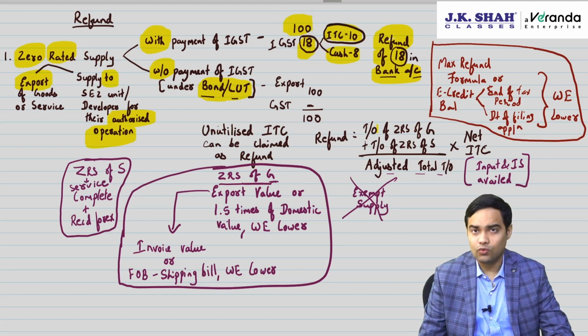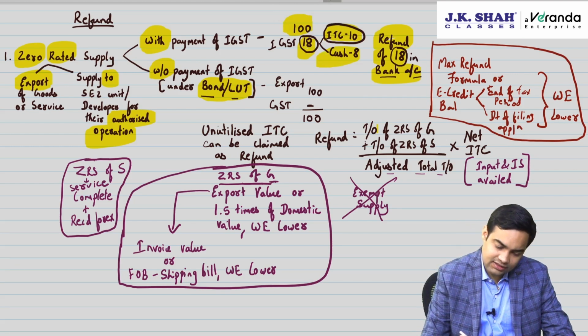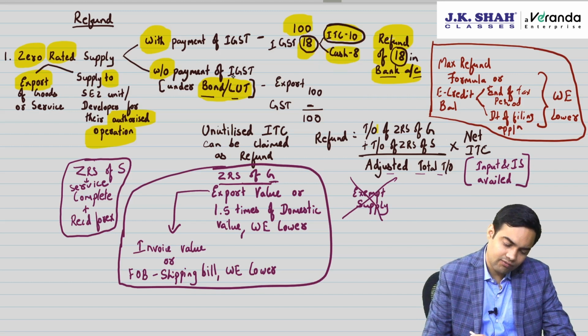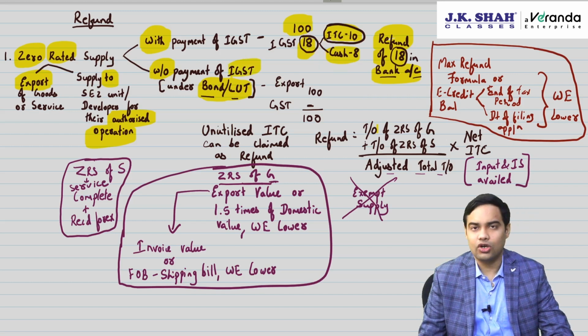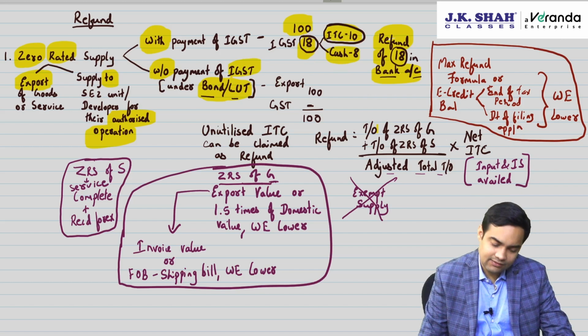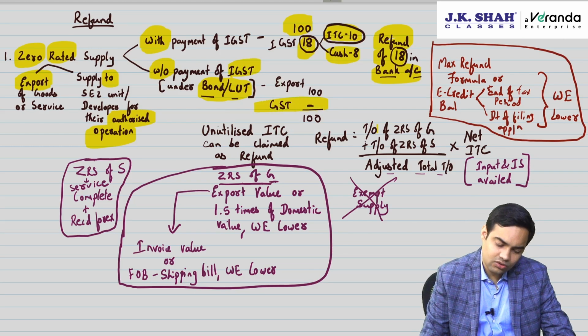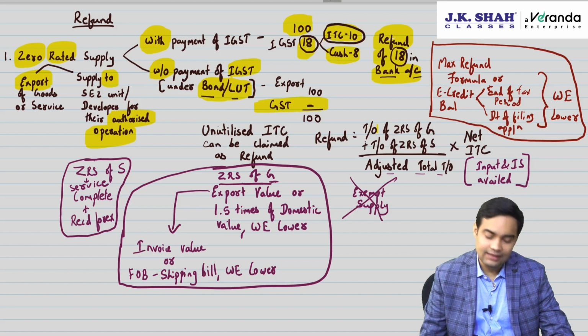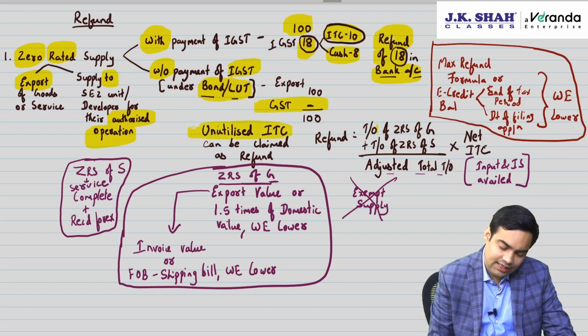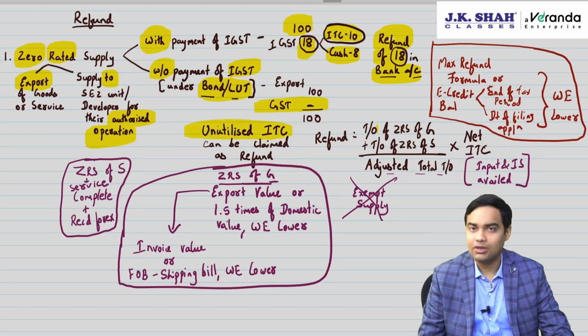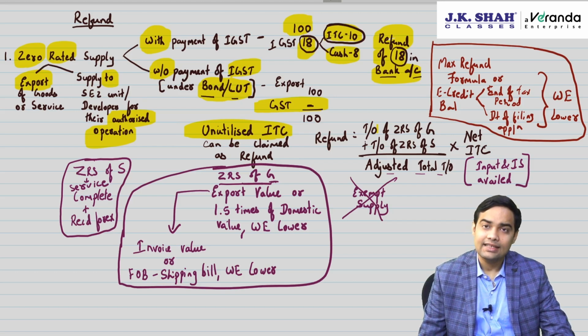Say suppose you don't want to risk this 18 rupees, then you can go for export without payment of IGST, that is bond or LUT. In this case, when you export or send it to SEZ, you will not charge GST here also, and then there will be some unutilized ITC on your purchase side because your output was 0. That unutilized ITC can be claimed as refund.